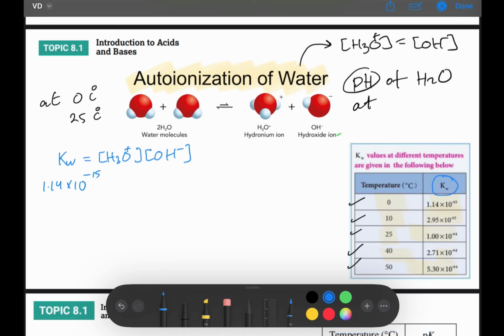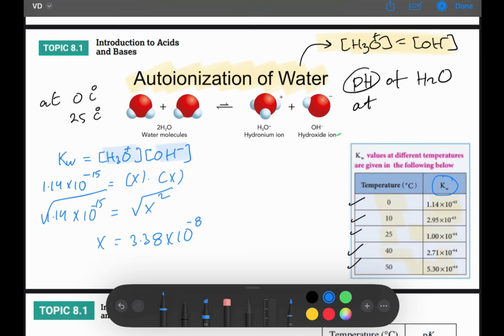And just like in water, you have to keep in mind the concentration of hydronium ion is the same as the hydroxide. The two are equal, so I can replace them by x for hydronium and x for hydroxide. Since you're multiplying the two x's, you will end up with x squared, and here we have 1.14 times 10 to the power negative 15. In order to calculate the value of x, you have to take the square root of both sides, and you will end up with a value of x that equals 3.38 times 10 to the power negative 8.